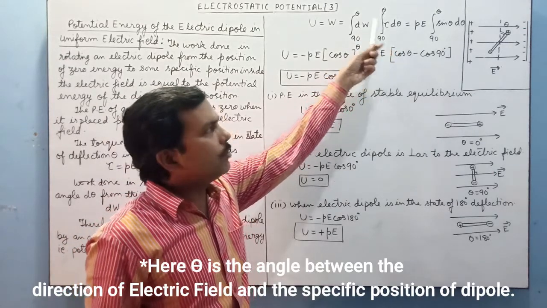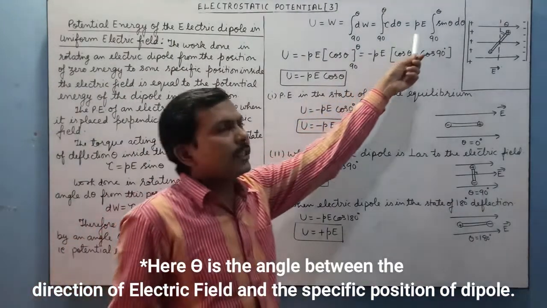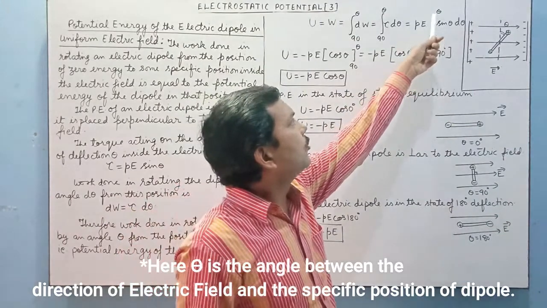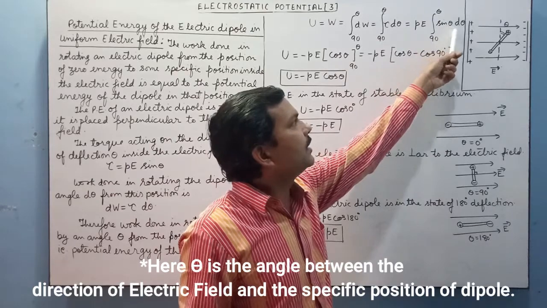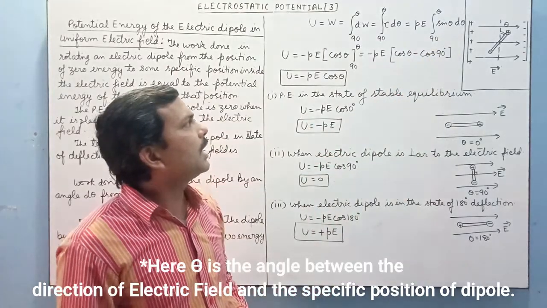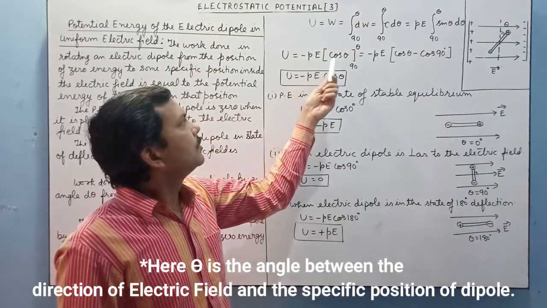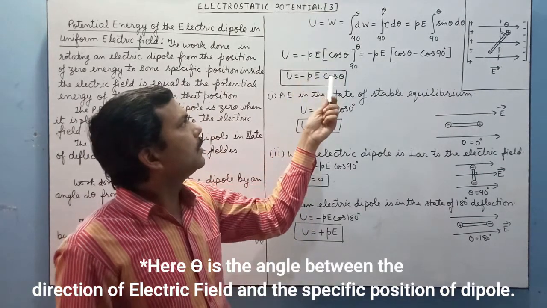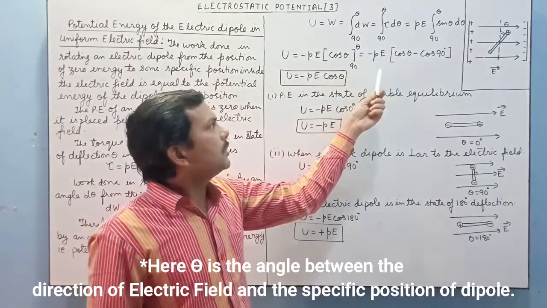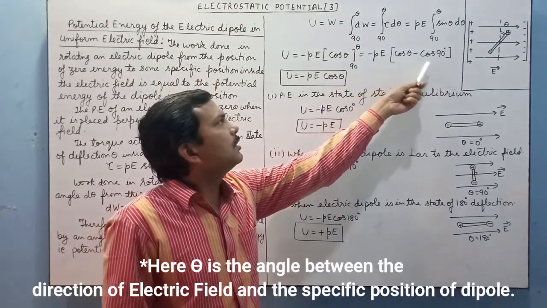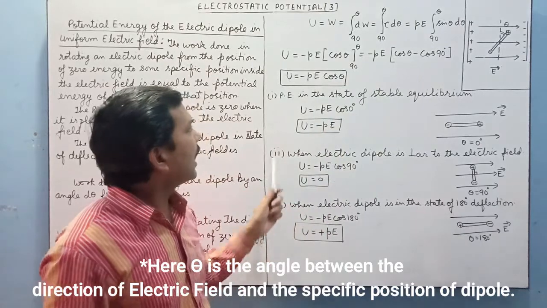We will substitute the value of tau, which is Pe sin theta. P and E are constant, so they are taken out of the integration. It will be the integral from 90 to theta of sin theta d theta. The integration of sin theta with respect to theta is minus cos theta. The minus is taken outside, so we get minus Pe times upper limit minus lower limit, which is cos theta minus cos 90. So you will get U = minus Pe cos theta.